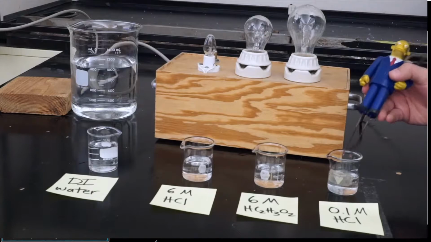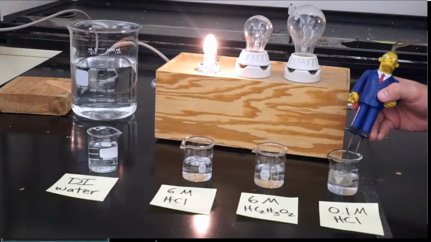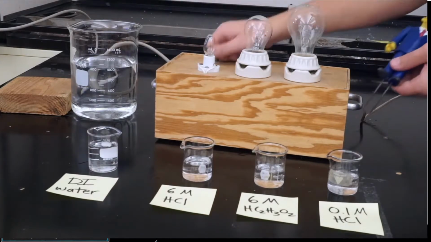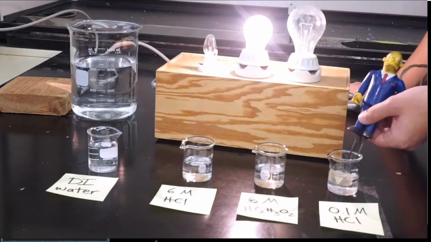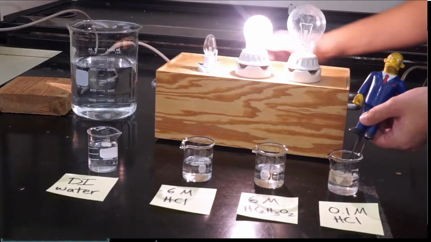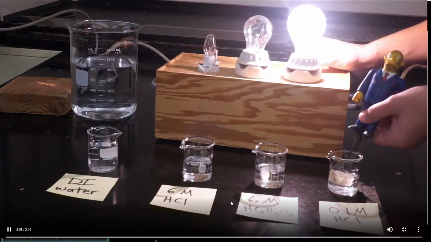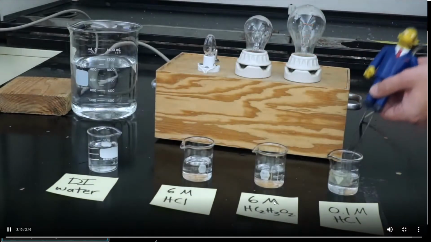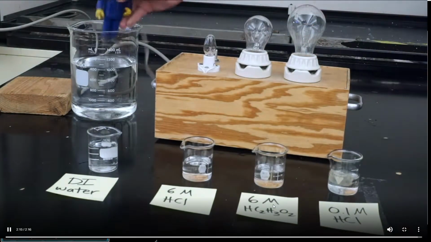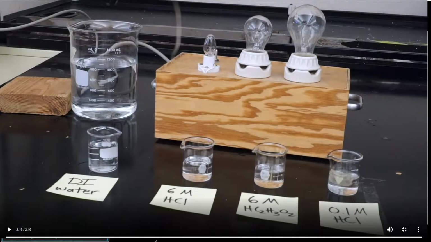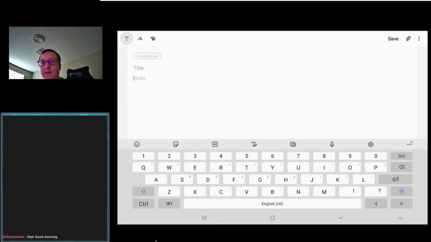So if we check the 0.1 molar HCl, definitely the small one, definitely the medium one, and the large one too. So we saw that, even though the concentration is much, much larger here, that's 60 times more concentrated, the one that has the acetic acid does not break apart and therefore does not conduct electricity for us.